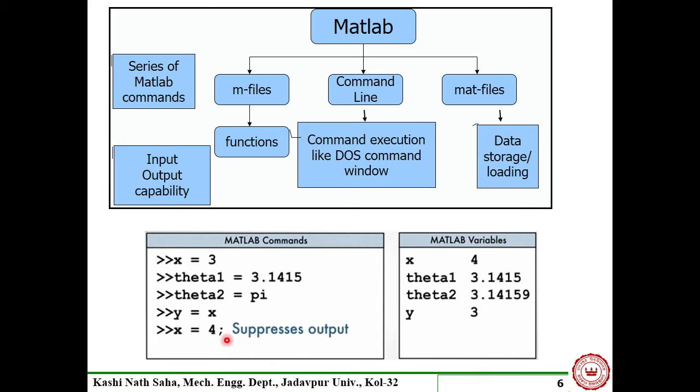And what is this semicolon? Semicolon suppresses output. If you simply type x equal to 3 in the MATLAB command line, you will get an output x equal to 3. Okay. Finally, you have typed this thing, it will generate these outputs in the screen.